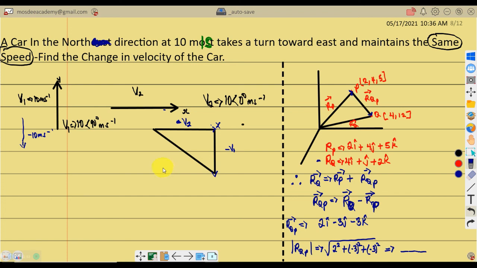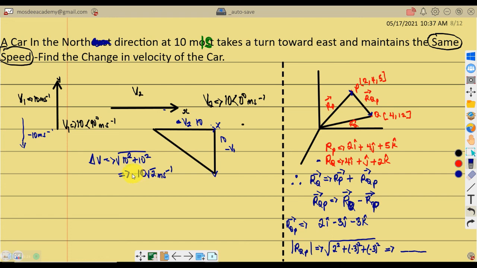So now I can do this directly by using my Pythagoras theorem, which everybody knows. This is 10. This is also 10. Then going by that, this will be 10 root 2 if you are very good. So the change in velocity, you don't need to waste your time, just do directly. You can say the square root of 10 squared plus 10 squared. This will give you nothing but 10 root 2 meters per second.